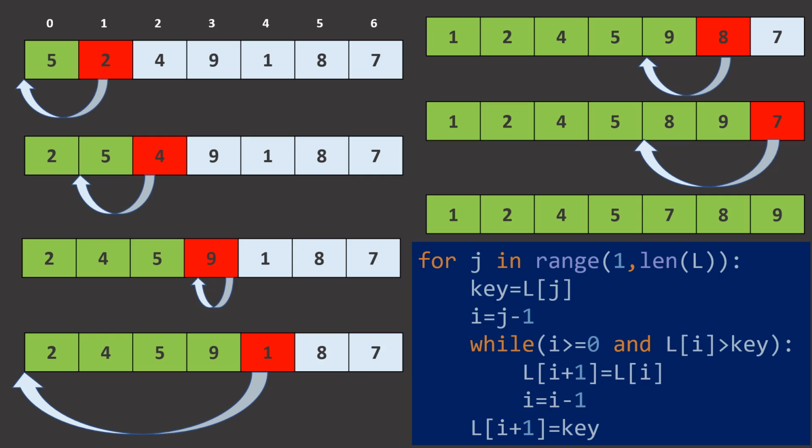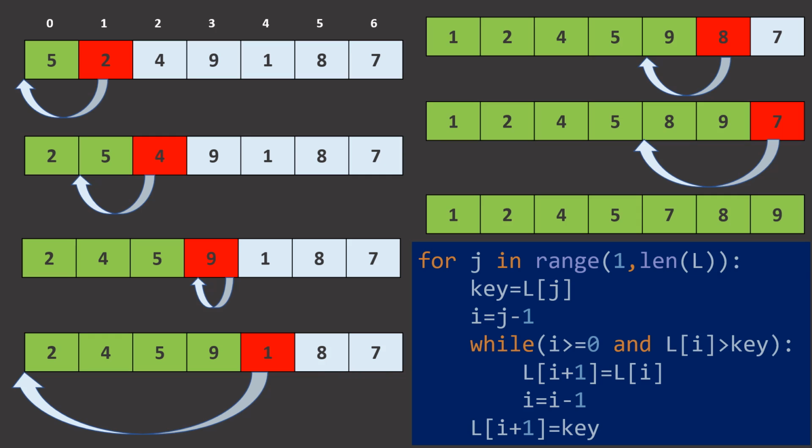That means what will happen? Just consider the second instance of the list where 4 is the key, and focus on that one. Here your j value is 2, because the for loop will be executing for the second time. So key value will be L of j, that is 4. And i value is equal to j minus 1, that is 2 minus 1, that is 1. So i will be starting from 1 to 0, having values 1 and 0 now.